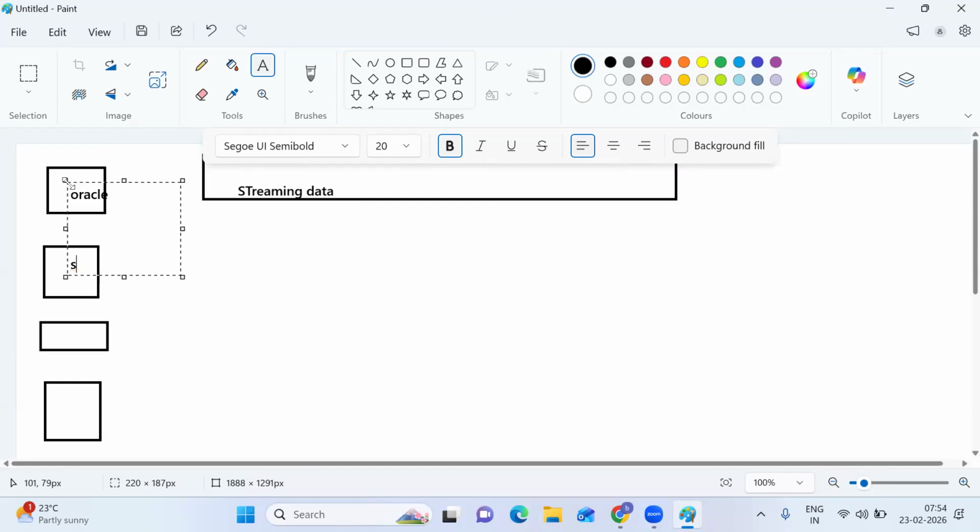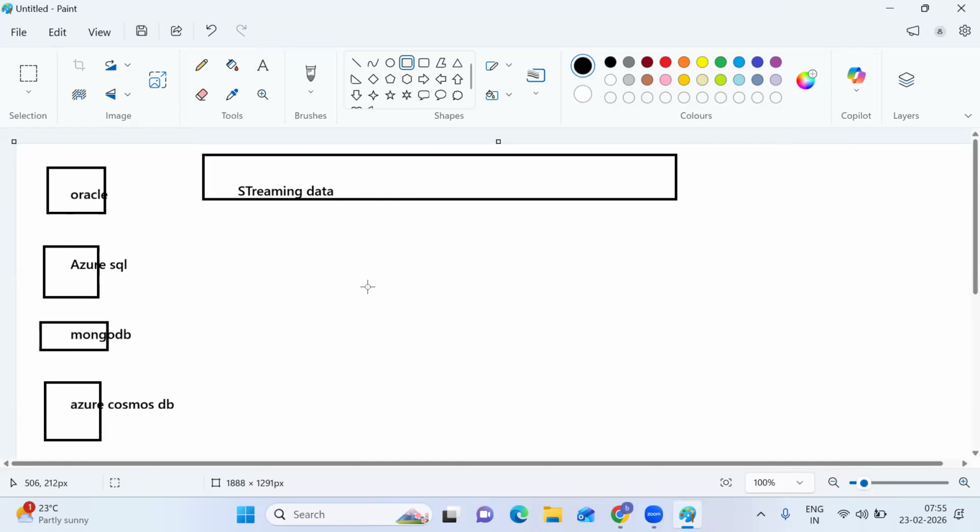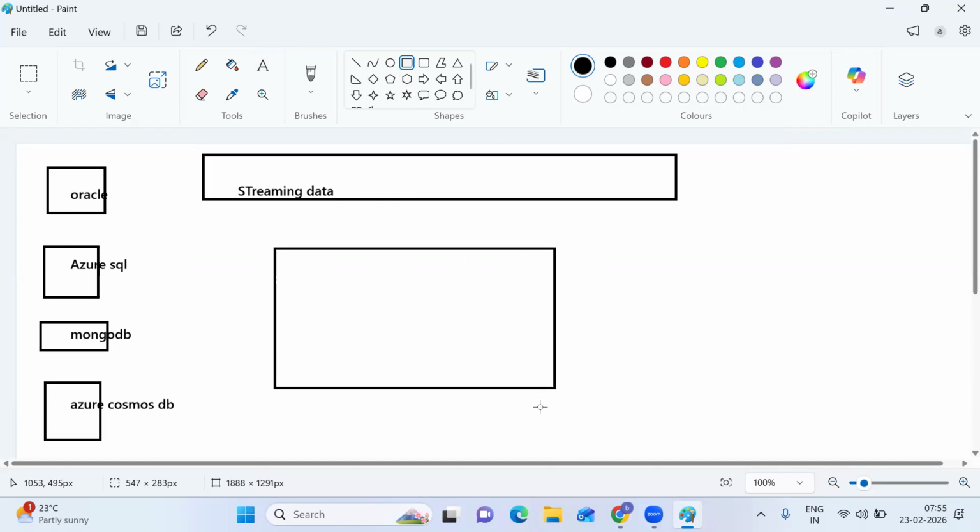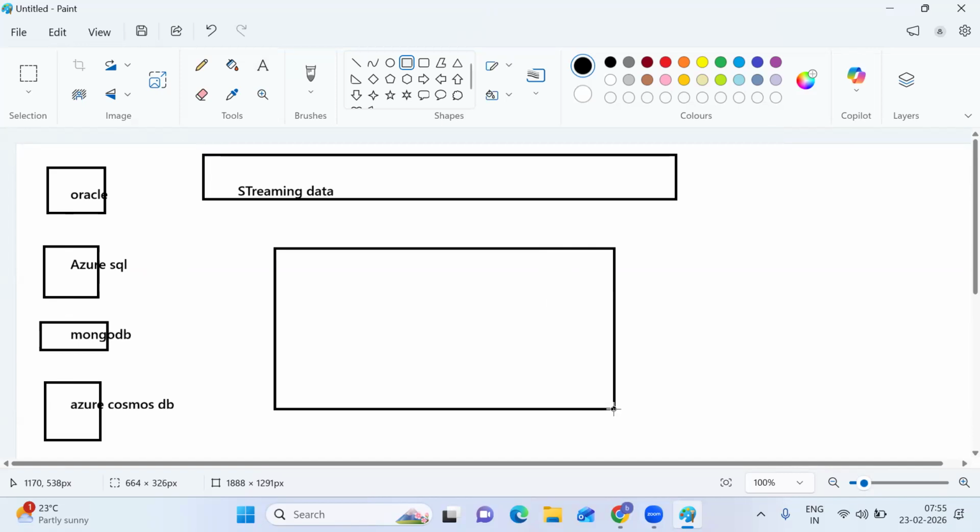Or in the place of this Azure SQL, I will keep it. So this is MongoDB. And this is Azure Cosmos DB. This Azure Cosmos DB is not part of the Fabric. That is an independent service. Now, this entire box, you just treat it as a BI system.